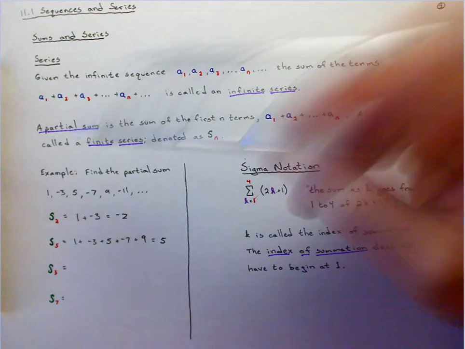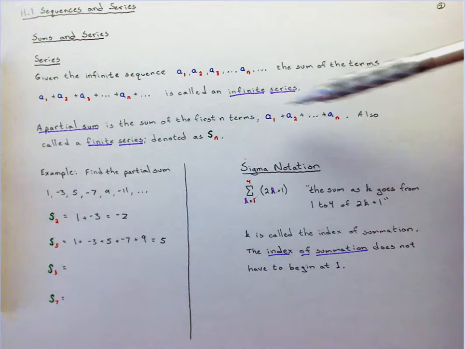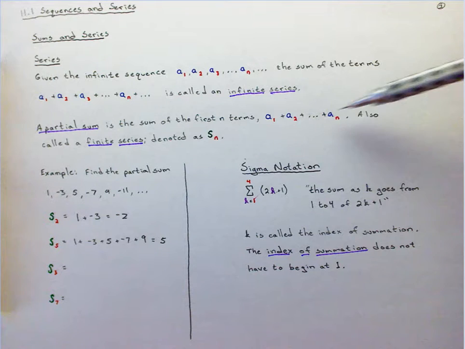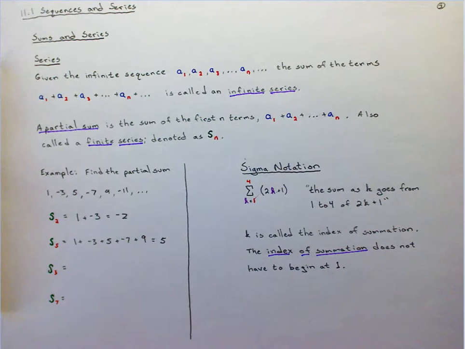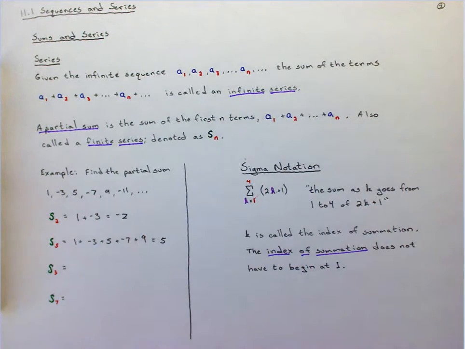And then a partial sum is the sum of the first n terms, where we just say a sub 1 plus a sub 2 plus whatever is in there till we get to a sub n. We also call that a finite series, and we denote this as a capital S sub n. So with that being said, let's just look at an example.